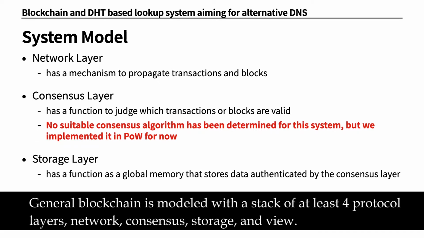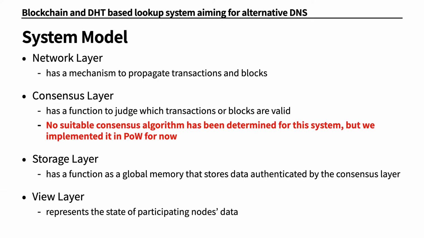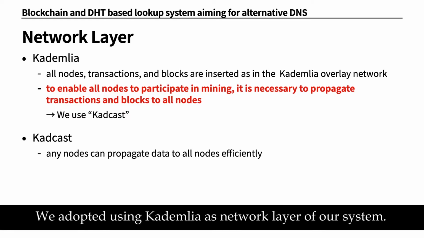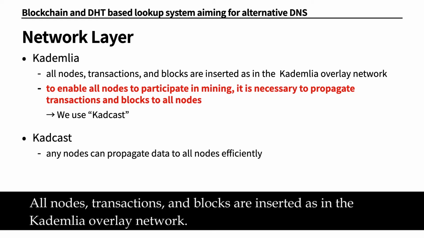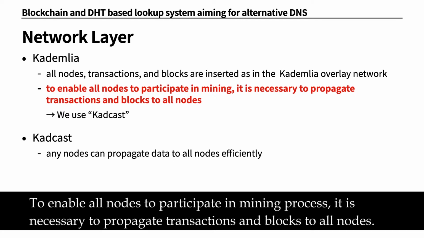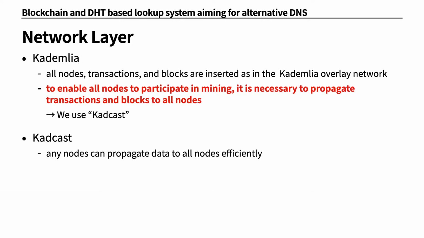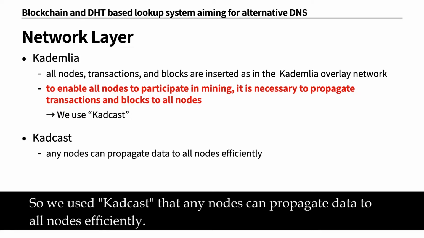A general blockchain is modeled with a stack of at least 4 protocol layers: network, consensus, storage, and views. We adapted Kademlia as the network layer of our system. All nodes, transactions, and blocks are inserted as in the Kademlia overlay network. To enable all nodes to participate in the mining process, it is necessary to propagate transactions and blocks to all nodes. So we use Cast, with which any node can propagate data to all nodes efficiently.